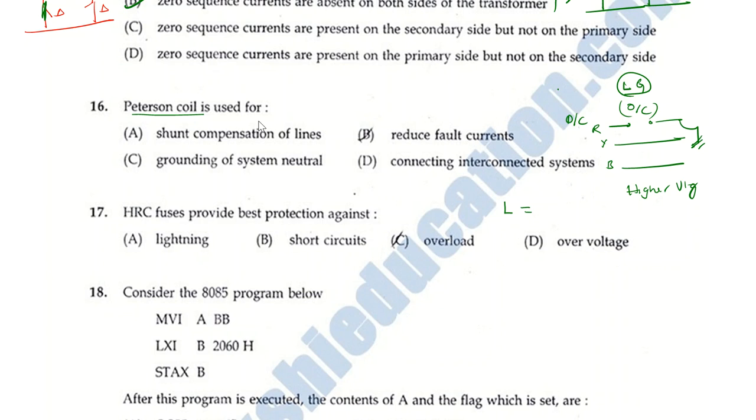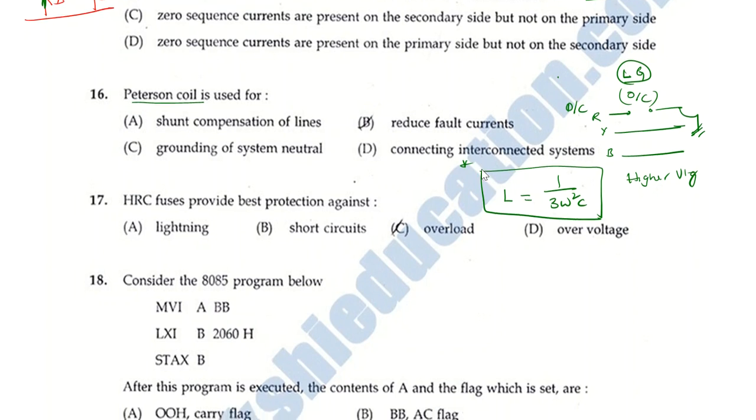So L is equal to 1 by 3 omega square C. This is the value, so remember it. You may be asked some questions based on this formula. Next one, the HRC fuse provides the best protection against. HRC fuses will provide the best protection against short circuit.